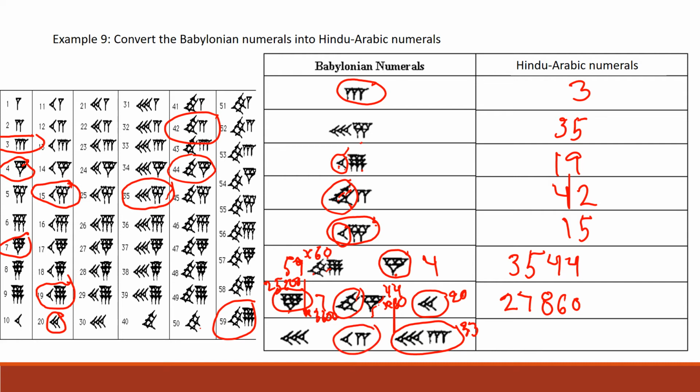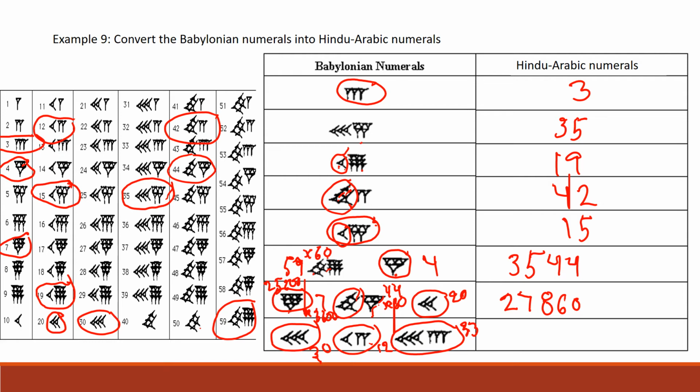This looks like it's in the teens. It has 1 sideways arrow and 2 right side up arrows. So that's 12, or preteen. This is just 3 sideways arrows. So that represents 30.